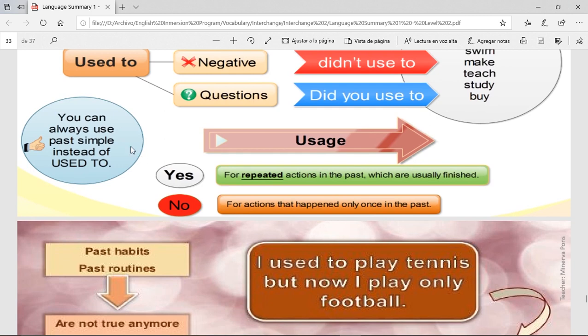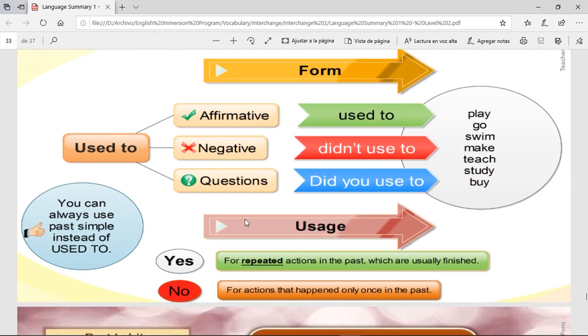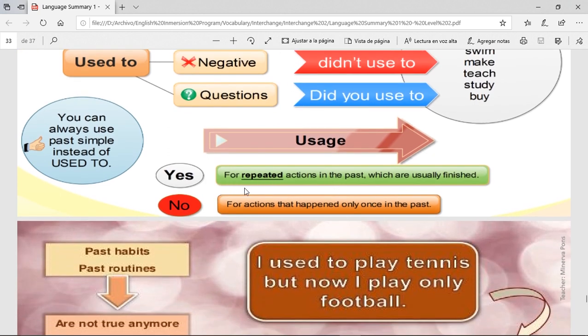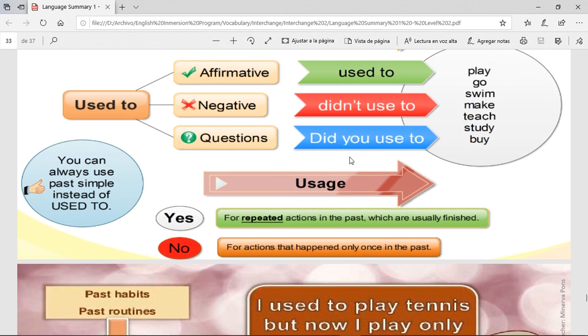And also you can always use past simple instead of used to. This is another way to talk about things in the past. So here we have some usages. You can use it for repeated actions in the past, which are usually finished now, and you cannot use it for an action that happened only once in the past. If something happened only one time in the past, then you cannot use used to, because this is specifically for things that happen regularly in the past. In this case, you would use simple past.